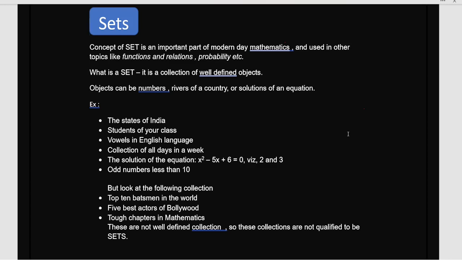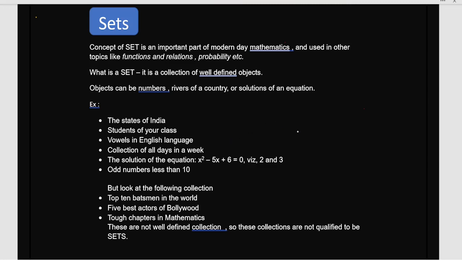So, first we'll discuss the definition of a set. What is a set? A set is a well-defined collection of objects or elements. These objects can be numbers, rivers of a country, states, members of a cricket team, and so on. Let's see an example: the states of India.